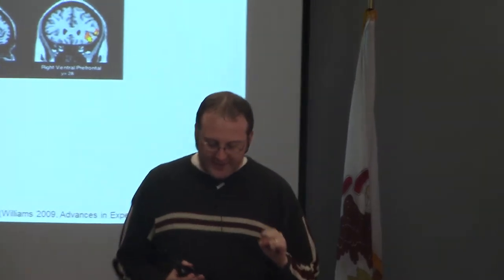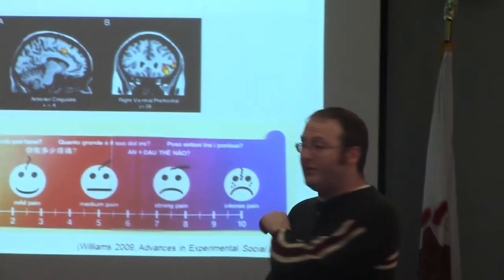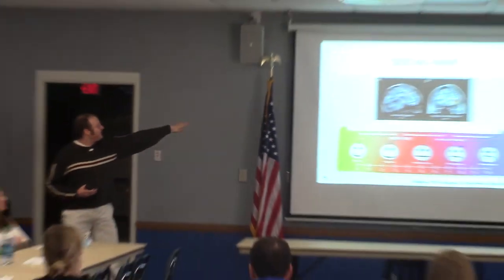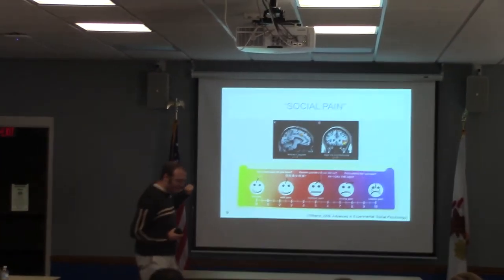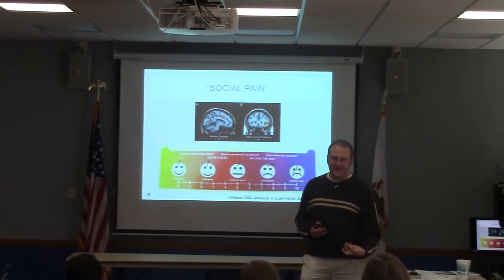There is evidence to suggest that at both the neurological and the phenomenological level, these types of social threats actually are experienced as pain. So at the top picture, my PhD advisor and some of his colleagues back in the early 2000s published a paper in Science where they put people in an fMRI scanner.